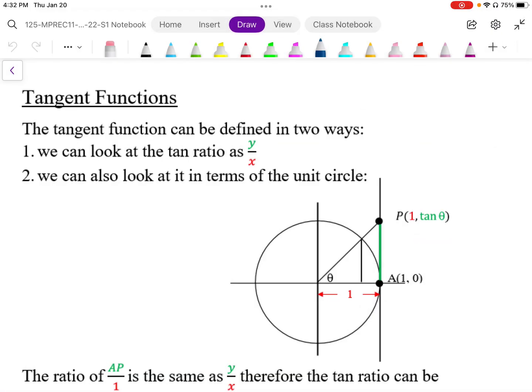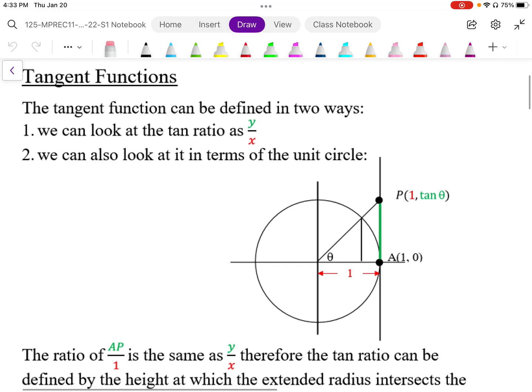So when we look at the tangent function, a simple way to think of it is slope. So tangent is slope. So we can look at it as y over x. So if I take a look at the unit circle here, we can look at it as the ratio of the slope of that line, which is going to be the y position, this green line, over the x position, or in this case, because it's tangent to the circle, that x position is 1.